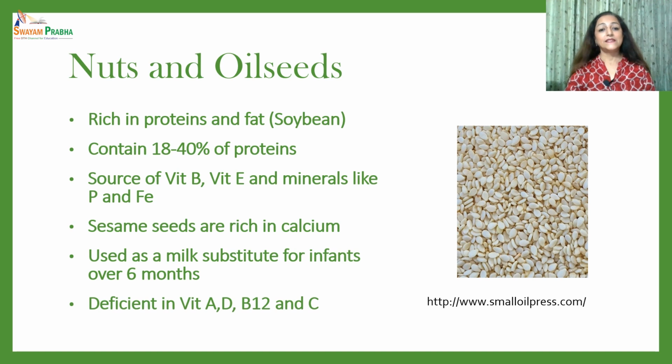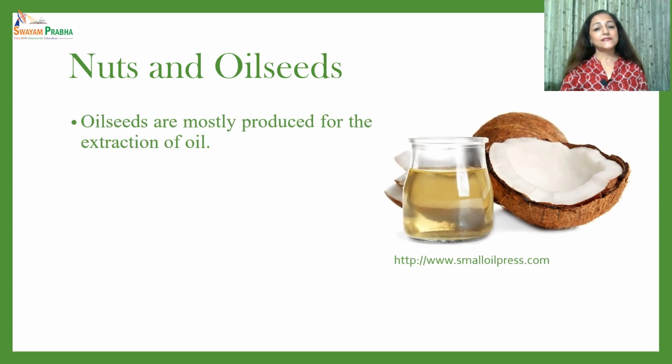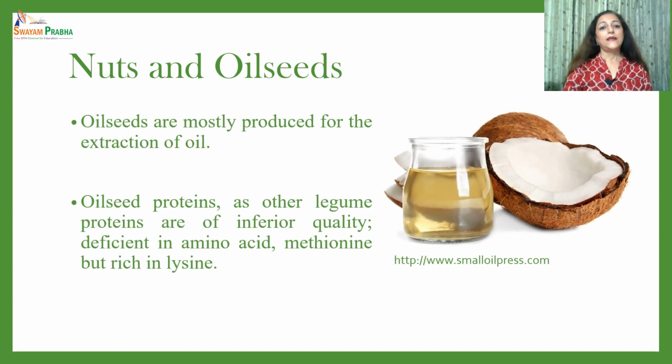It is deficient in vitamin A, vitamin D, B12 and C, just like cereals and pulses. Nuts and oil seeds are mostly produced for the extraction of oil. And the oilseed protein, if we compare it with other legumes, is just like other legumes. It is deficient in methionine, but it is rich in lysine.